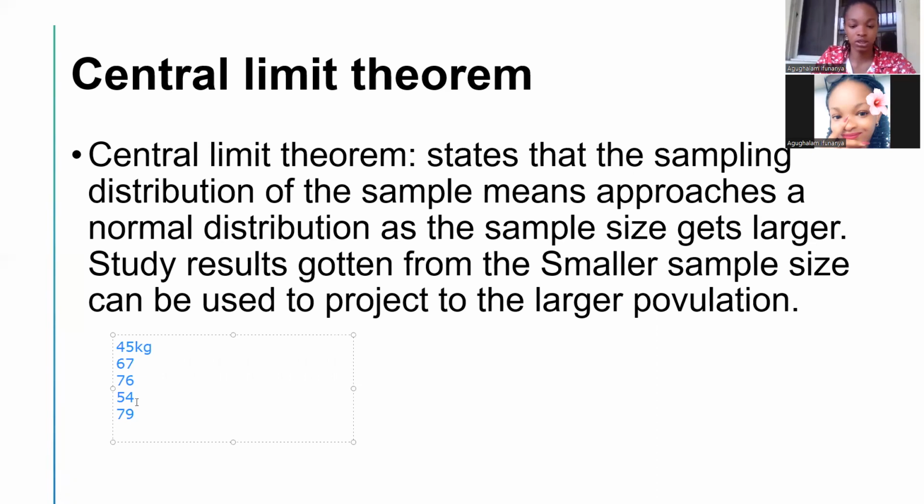Another person 79, another person 80, another person 92, another person 82. These are just randomly generated numbers that I'm giving. So another person is 59. This is 1, 2, 3, 4, 5, 6, 7, 8, 9. Okay, let's just make it 10. Another person is 48.